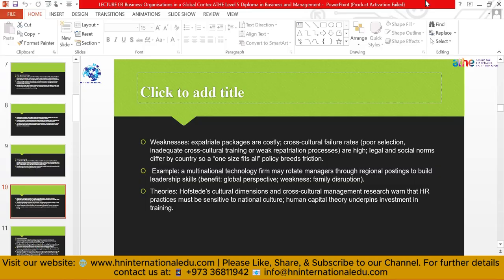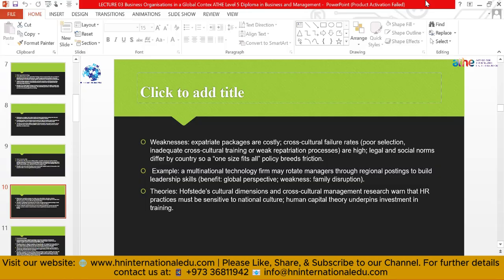No, it is between the organizations which are multinational. And the benefit is always the global perspective. Weakness is always the family disruption. Maybe in a few of the packages of expatriates, you are not allowed to call the family, or you are given some extra benefits which you can send back home.